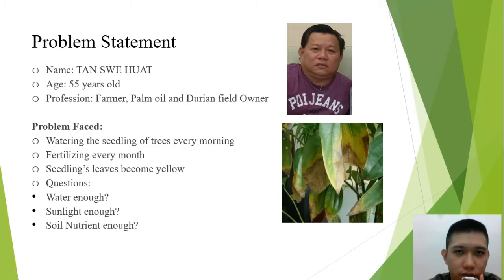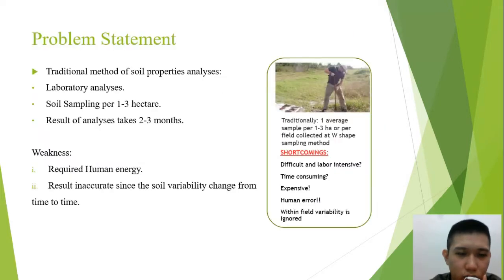However, the leaves of the seedlings have become yellow. The question is, why? Is the water not enough, the sunlight not enough, or the soil nutrient not enough? So, we have some common problems that we face in agricultural activity. First, Mr. Tan waters the plant every day, so we can be sure there is no problem in terms of water, and the sunlight provided is also enough, so maybe it's from the fertilizer.